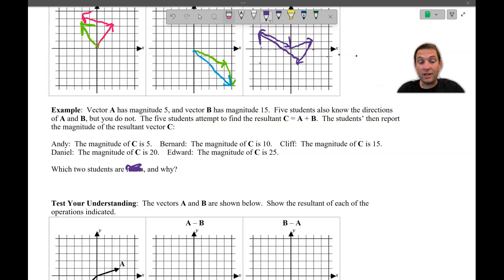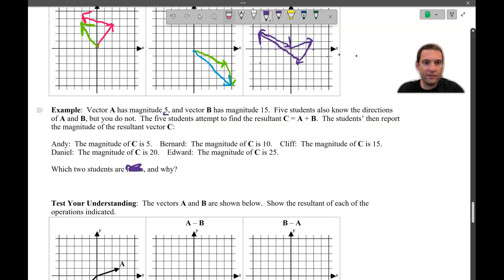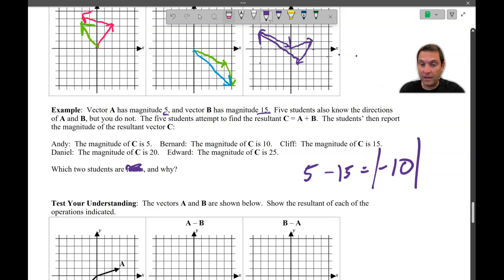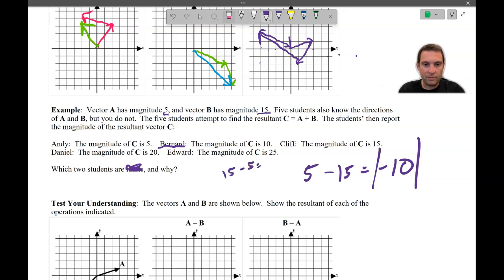Okay. We're just going to have to go through it and see what's possible and what's not. So if we have 5 and 15, we could have a positive 5 and a negative 15, and that would lead to a negative 10, and the magnitude is absolute value. So then, Bernard, you're looking good. Let's say we have a positive 15 and a negative 5. Oh, wait, that's just going to give me 10. Let's say a positive 15 and a positive 5. That's going to give me 20. Who's got 20? Magnitude 20. Daniel, thank you.